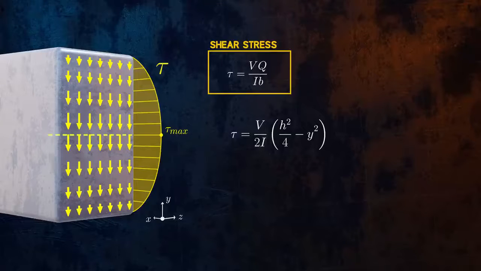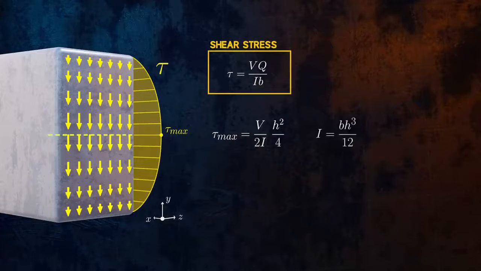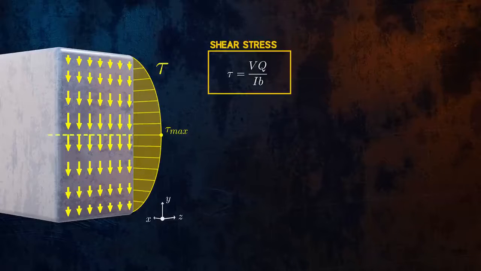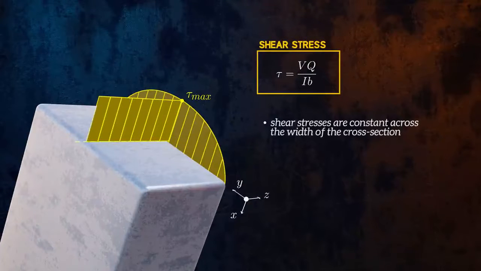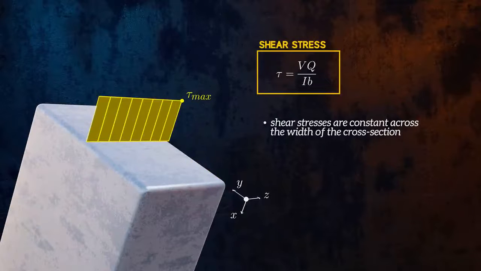By setting y to 0 in this equation, we obtain an equation for the maximum shear stress in rectangular cross-sections. It is equal to 1.5 times the average shear stress across the entire cross-section. The derivation of this equation for shear stress makes a few assumptions, so we need to be careful with how we apply it. First, it assumes that the shear stresses are constant across the width of the cross-section. For rectangular cross-sections, this is a reasonable assumption if the rectangle is thin.